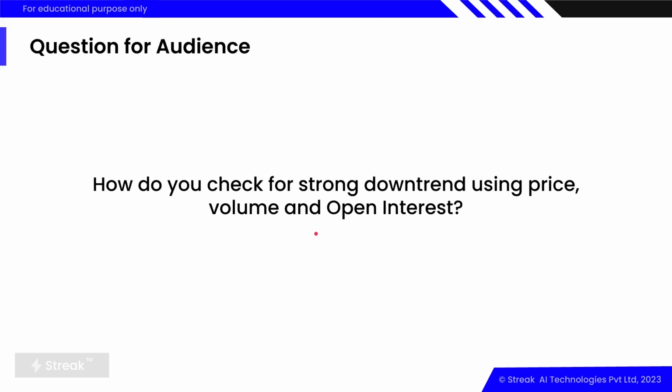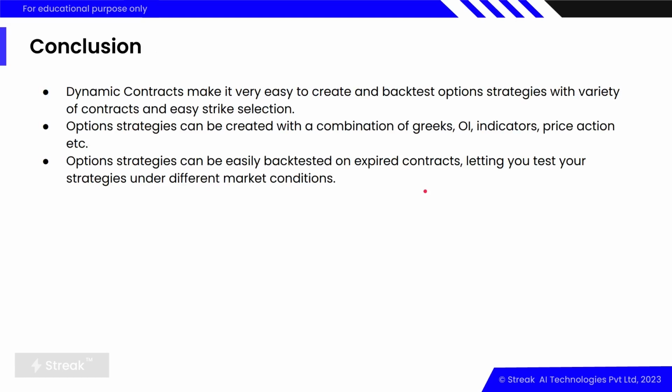So I have a question for all of you. You'll have to let me know your answers in the chat. How do you check for strong downtrend using price, volume and open interest? Basically, what should be the trend of the price, volume and open interest to check for a strong downtrend? Please let me know your answers in the chat. You can even let me know your answers in the comments.